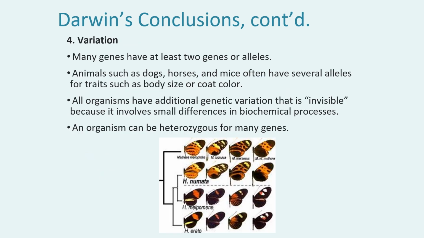So the final conclusion would be that there are variations. And how is this variation made? Many genes have at least two versions, or alleles. So animals such as dogs, horses, and mice often have several alleles for traits like body size or coat color. All organisms have additional genetic variation that is invisible because it involves small differences in biochemical processes. And an organism can be heterozygous for many genes, thus, if it's not seen in one generation, then it's passed on to the next generation and potentially could be seen.